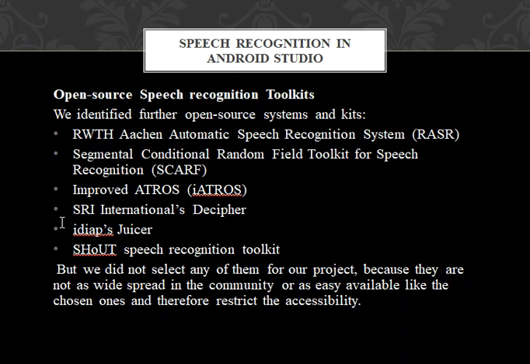We identified further open source systems and kits, which include RWTH, HN Automatic Speech Recognition System, Segmental Conditional Random Field Toolkit for Speech Recognition, Improved ATROS, SRI International's Decipher, EDUP's Juicer, and Shout Speech Recognition Toolkit. But we did not select any of them for our project because they are not as widespread in the community or as easily available as the chosen one, and therefore restrict accessibility.